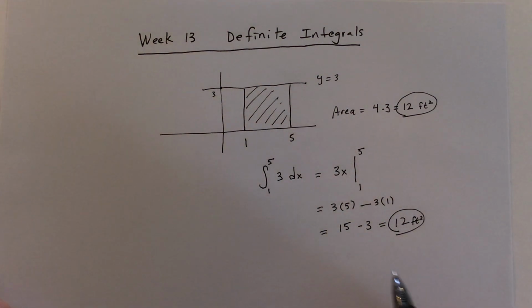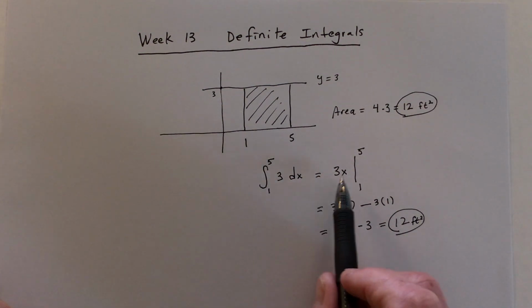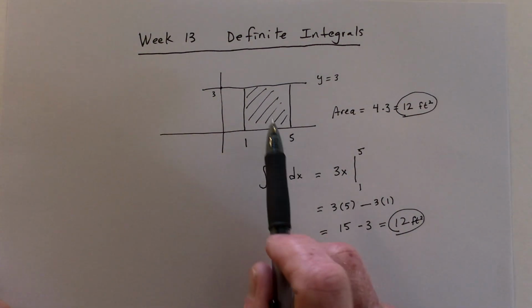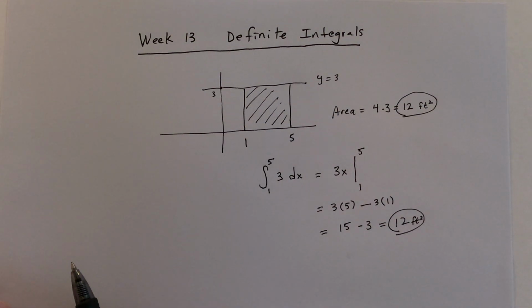So turns out that antiderivatives, even though they're the opposite of a derivative, can actually tell you the area under the curve. That amazing fact is known as the fundamental theorem of calculus.